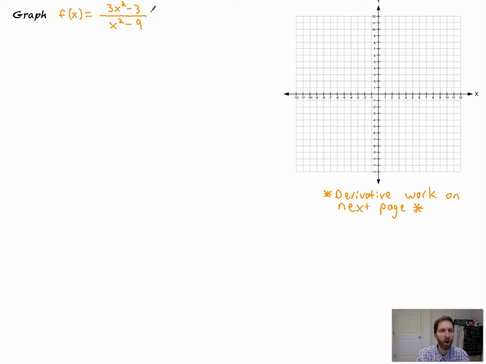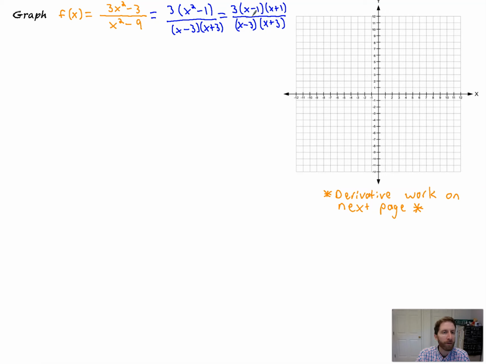First and foremost, I always factor what I'm working with. So I factor out a GCF in the numerator, and I get 3 times x squared minus 1 all over x minus 3 times x plus 3. There's actually slightly more I could do to factor this. The numerator can go into x minus 1, x plus 1. Now notice that nothing divides out here, so we don't have any holes. To go way back to our chapter 1 work, we don't have any discontinuities that are removable. Okay, so let's keep rocking and rolling from here.